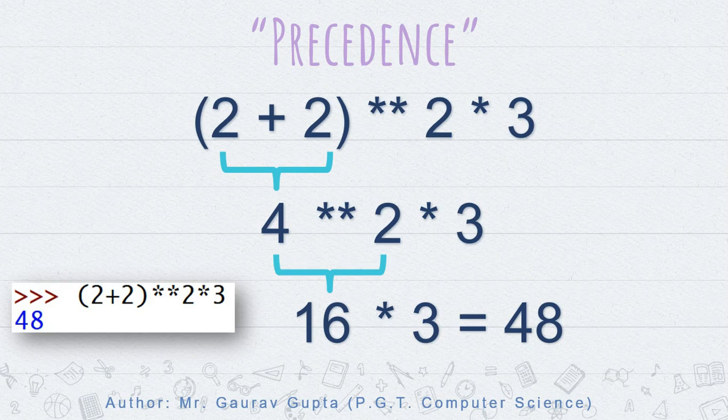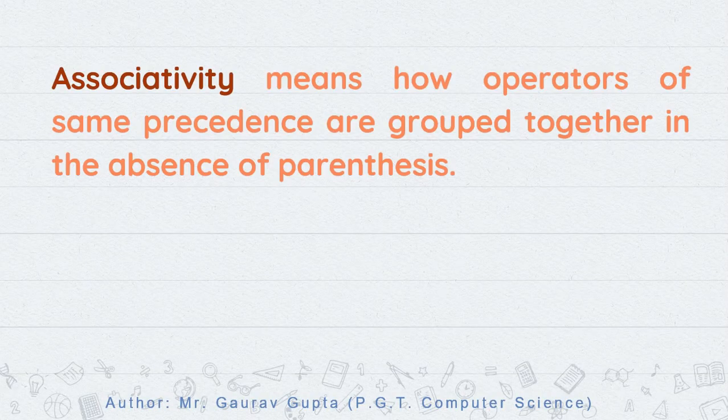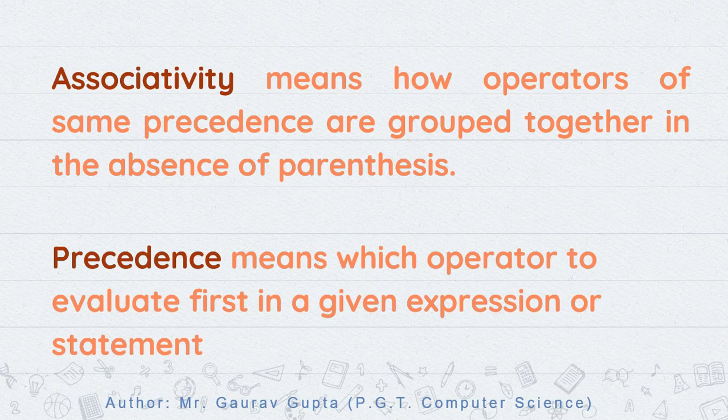So, parentheses can be used to alter the precedence of the operators. Associativity means how operators of the same precedence are grouped together in the absence of parentheses. And precedence means which operator to evaluate first in a given expression or statement.